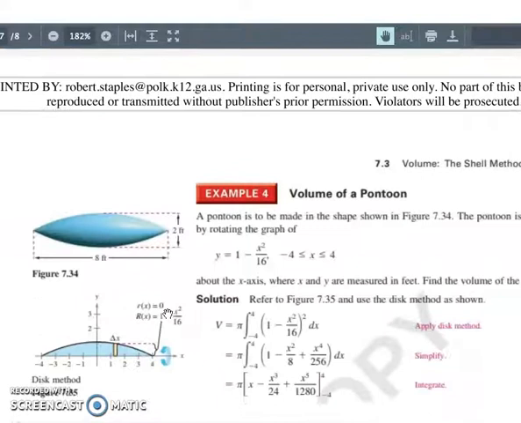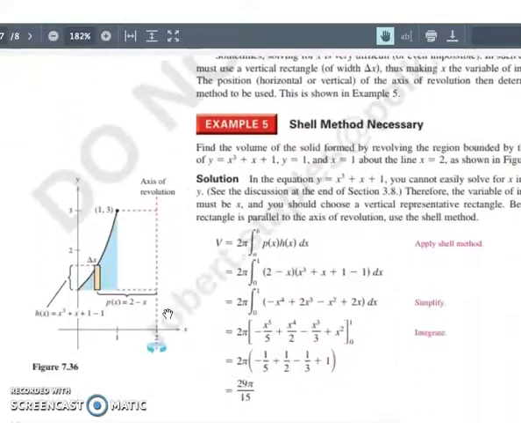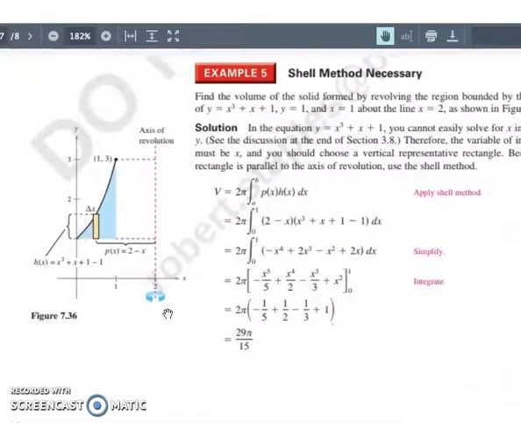Okay, that makes sense. Now, here's a problem with a pontoon, and here's a problem that illustrates why you actually have to use the shell method here. Because if I had some function y equals blah, and I wanted to use the disk method, I'd have to solve that for x, and that would be basically impossible. But see how easy this integral was once you got it set up?